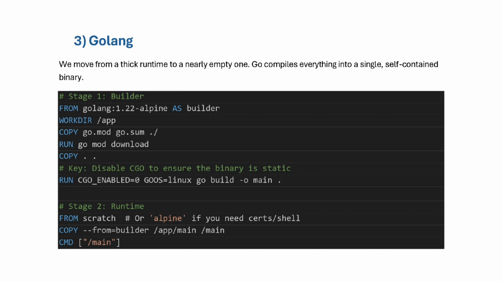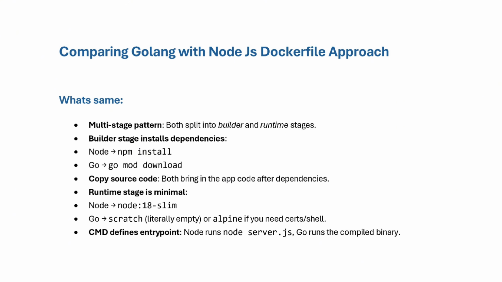Now Golang. Let's understand the Go language Dockerfile and compare it with the Node.js Dockerfile. We move from a thick, heavy runtime to a nearly empty one. Go compiles everything into a single self-contained binary. This also has two stages, which means it is also a multi-stage build. Now let's compare it with the Node.js Dockerfile approach.